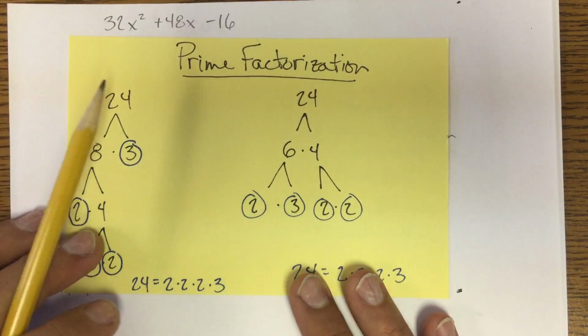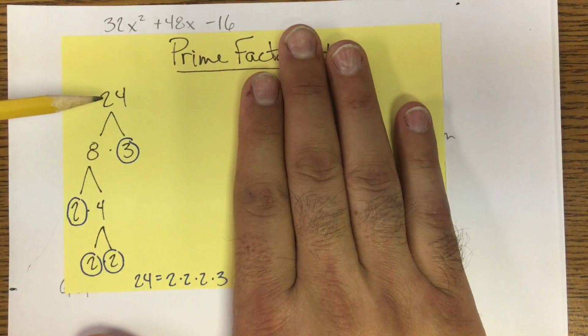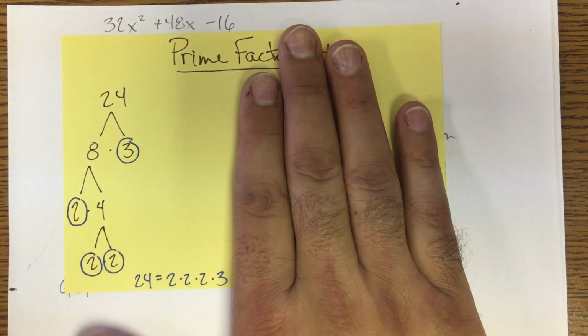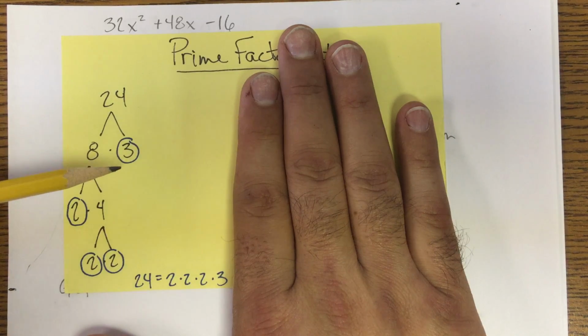Any factors you want. In fact, let me cover this one up so I can talk about this one. So right here, we're going to start with the number 24, and you need to find any numbers you want, any factors that multiply to get you 24. 8 times 3 is 24. So now, can 3 be divided by anything? Can 3 be broken apart? No, because 3 is a prime number. I'm going to get to that in just a second. 3 is a prime number, so it can't get any smaller.